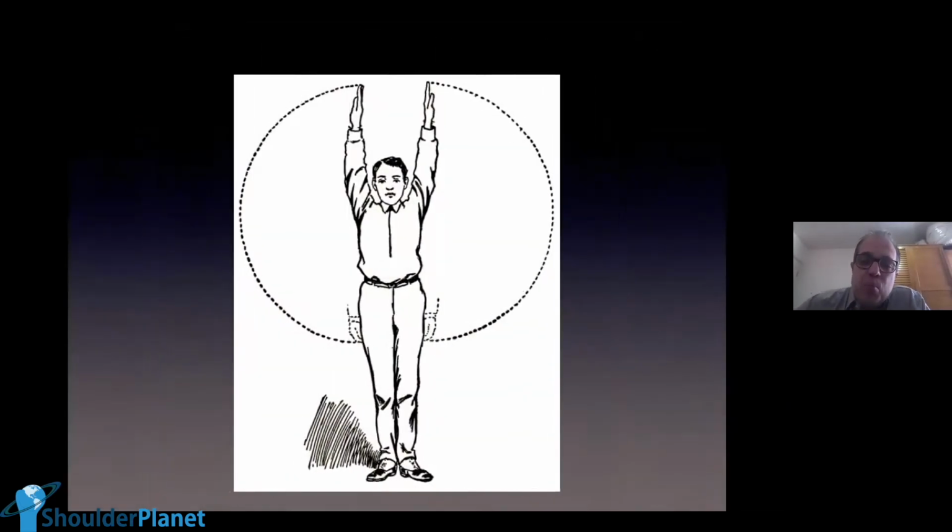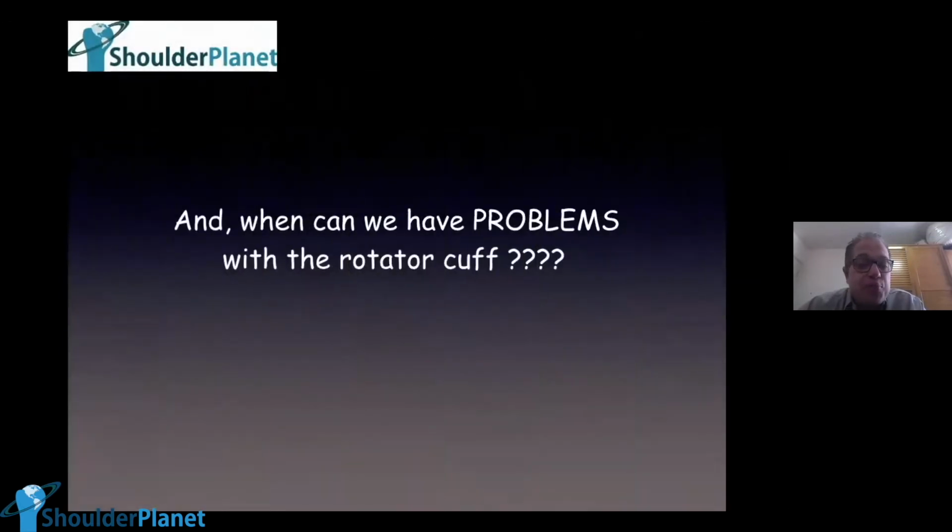And all of the movements we can do to elevate our shoulders, to put our hand in the back, to pick up any object and rotate externally, they can only happen because of the rotator cuff. And when can we have problems with the rotator cuff?